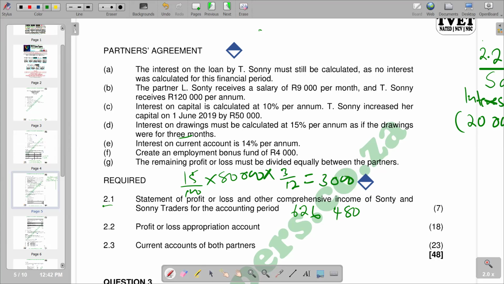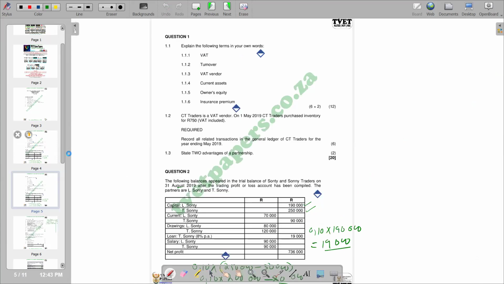Then we check for the second partner. Let's check the total for our drawings for the second partner. Let's just see what we have.